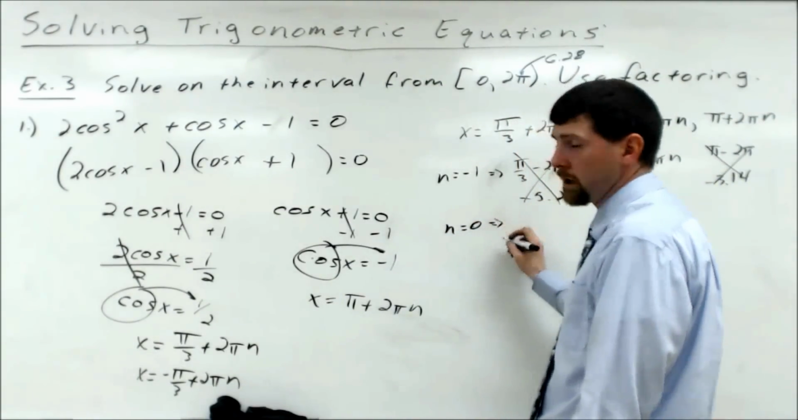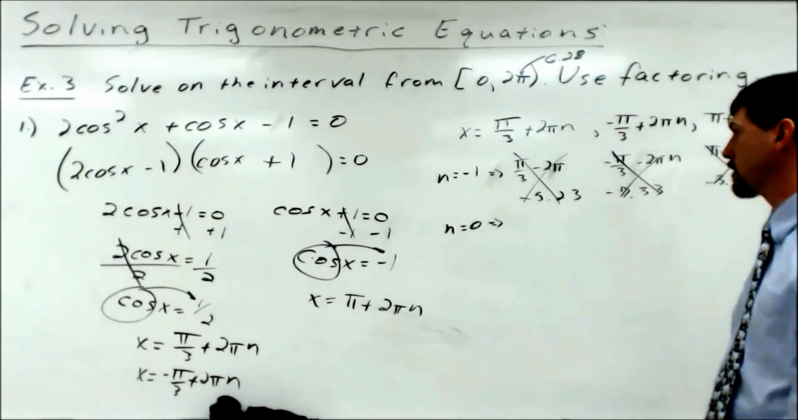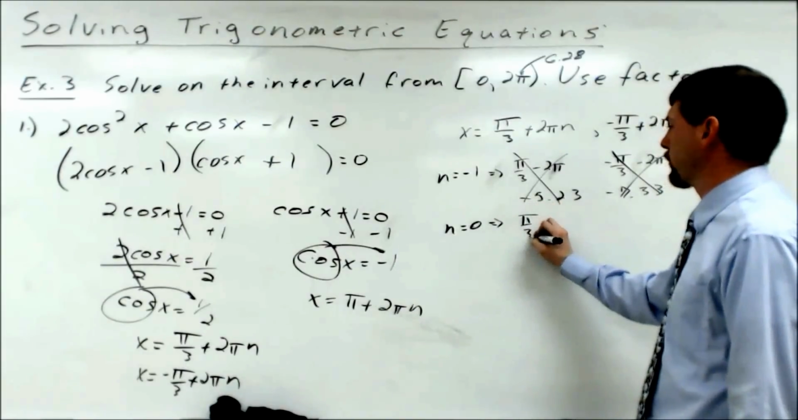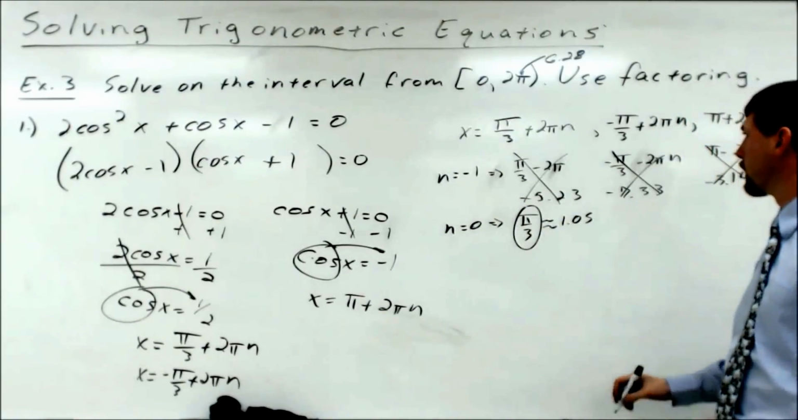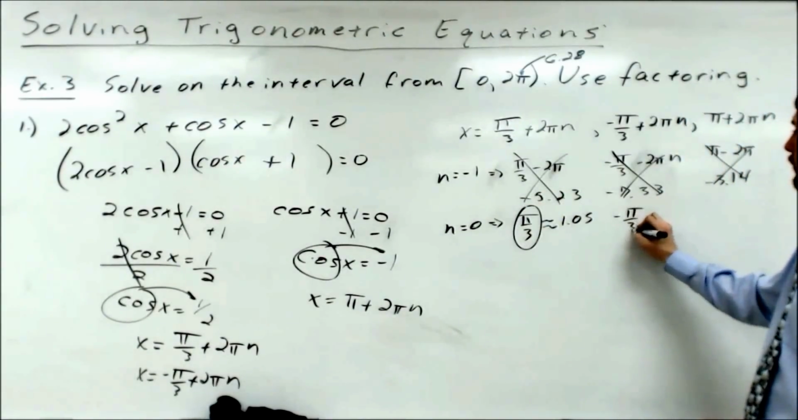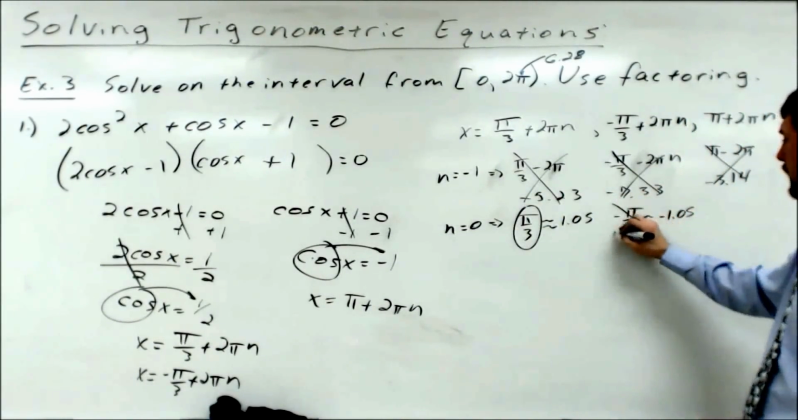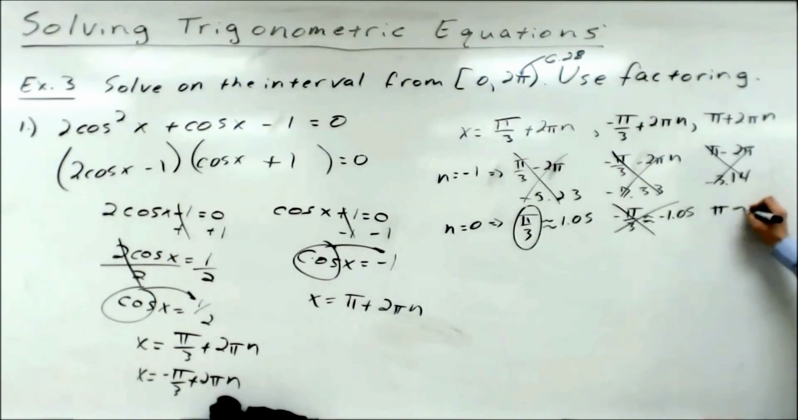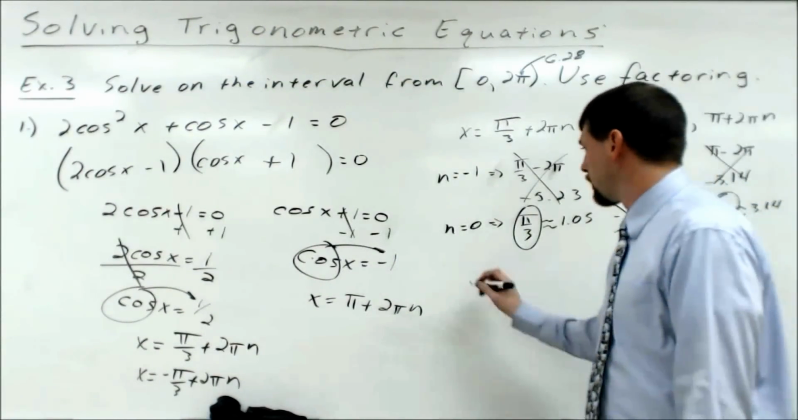Rarely does it work, but check it, because the one time you don't check it, you'll miss a solution that you should have gotten. All right, so let's try the 0. Well, pi over 3 is 1.05, yeah, that one's going to work. Negative pi over 3 is negative 1.05. That's not going to work. Pi, which is 3.14. Okay, that one works. So we got those two solutions.